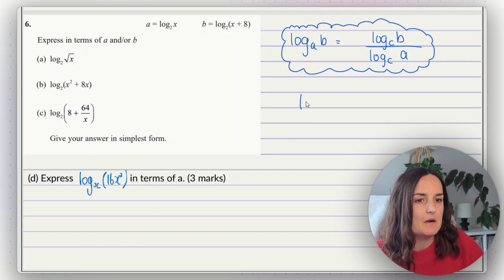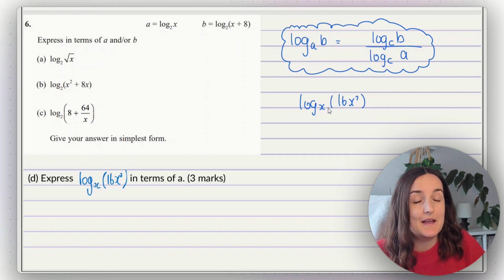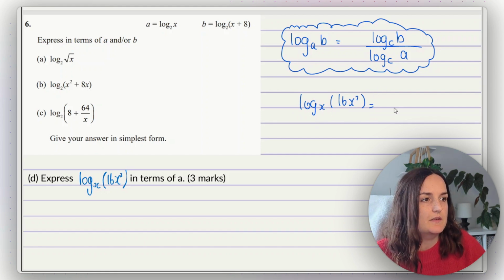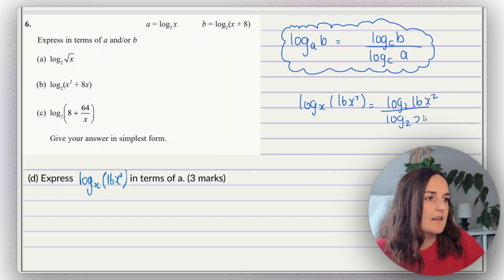So if we're thinking about log base x of 16x squared, but we don't want the base to be x, we want it to be 2. So I'm going to use this change of base formula. I'm going to say log base 2, I'm going to call my c 2, of 16x squared, over log base 2 of x, which is our a here. But that we know is a already.